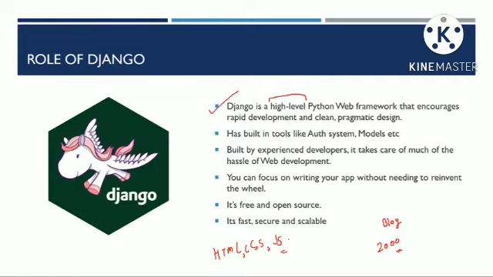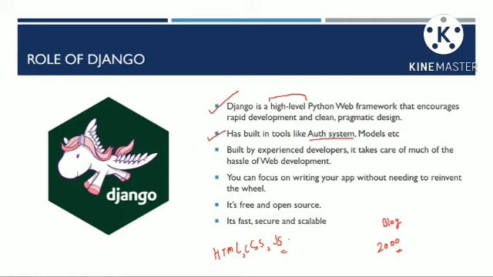Second reason is it has a lot of built-in tools. For example, you want to create an authentication system. Do you want to create an authentication system from scratch if you want to quickly build a website and secure website? What if you make a mistake while creating an authentication system? Your website might get hacked. So what you want to do is use Django's auth system, which is already built into Django. So this is one of the reasons you want to use Django.